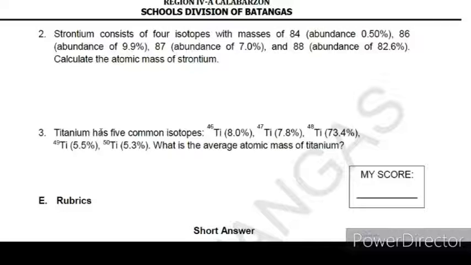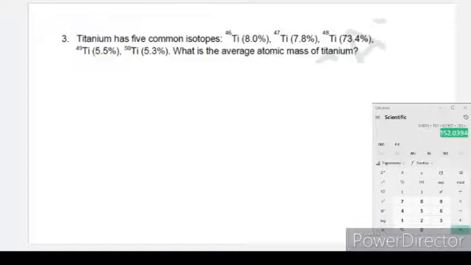But let's try to answer number 3 here, which is a little complicated since there are a lot of percent abundances present for titanium, which has 5 isotopes. Okay, so let's try to work on that. For titanium, which has 5 common isotopes, let's try to solve this to find the average atomic mass of titanium.